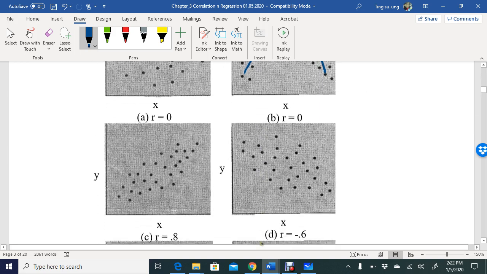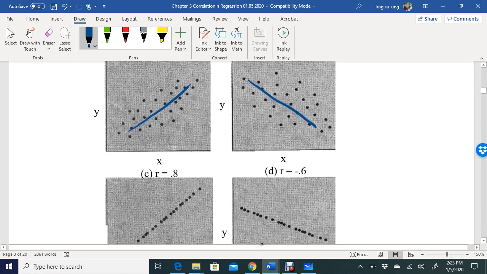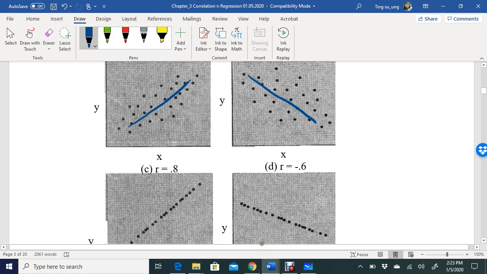Okay, so look at this one. It seems like it's going up, see that? So it means that it's a positive linear relationship. If this one is going down, see that? It means that it's a negative linear relationship. You only need to identify positive or negative.